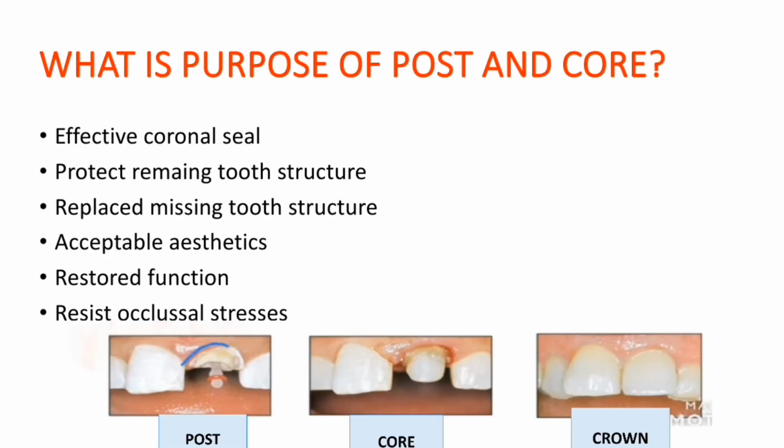Next is, what is the purpose of post and core? Just look at the picture below: it shows a post, and in the next picture you can see a core. After placing the post, we can provide an effective coronal seal, and eventually we can also provide a crown to the tooth which is structurally damaged. So the purpose of post and core is that it not only provides an effective coronal seal, but also protects the remaining tooth structure, replaces the missing tooth structure, provides acceptable aesthetics, restores function, and resists occlusal forces.